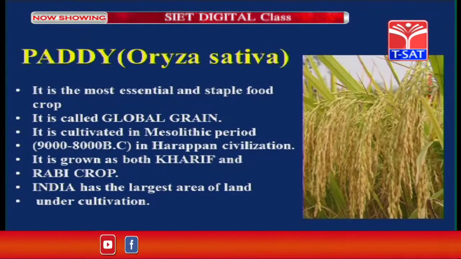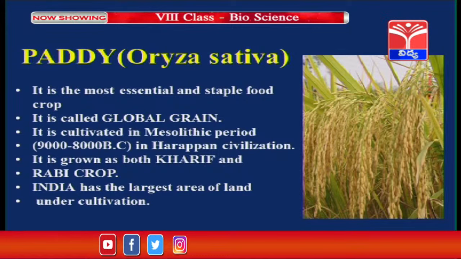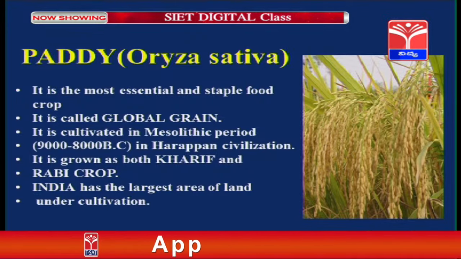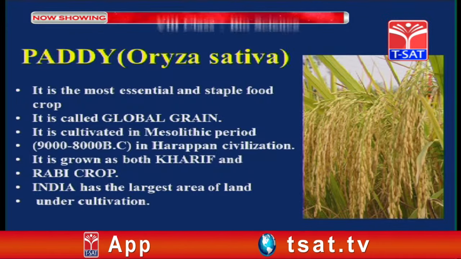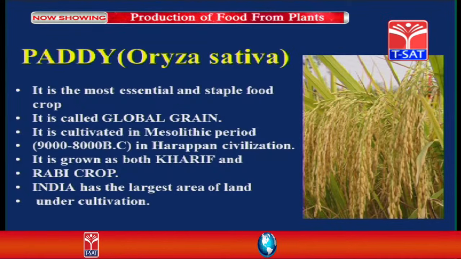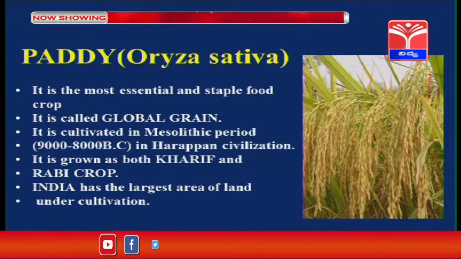Paddy is the most essential and staple food crop. Most South Indians take our food as paddy, whereas North Indians take wheat. Isn't it, children? Paddy is a crop which is grown both in Kharif season and Rabi season. The only Rabi crop is wheat. Wheat is grown only in Rabi season.